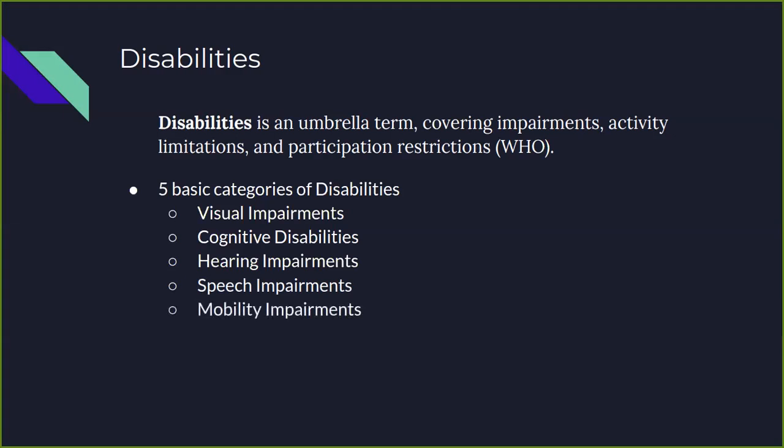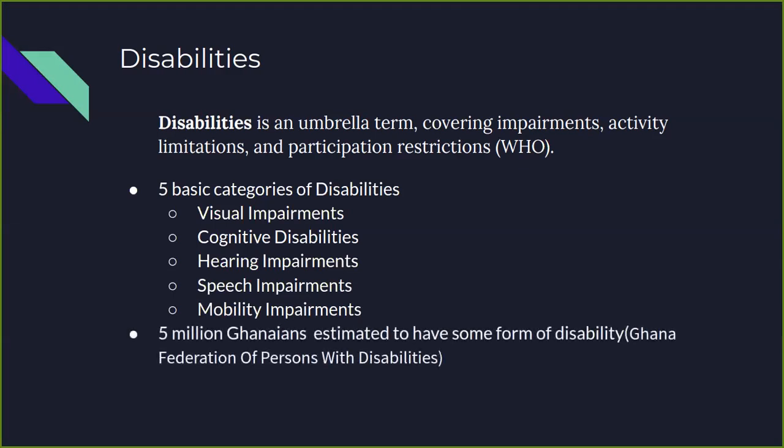And we have mobility impairments. Mobility impairments is self-explanatory. It means people who have a hard time moving around, who cannot move around for one reason or the other. So just like I mentioned, there are 5 million Ghanaians estimated to have some form of disability, according to the Ghana Federation of Persons with Disabilities.